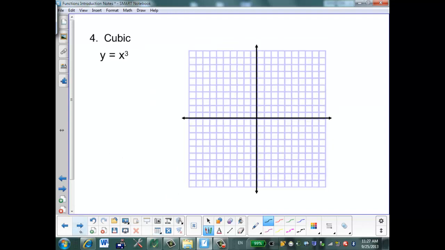The final type of function that we're going to look at is a cubic function. And like a quadratic, a cubic function has an exponent. In this case, it's a 3. So we would classify all cubic functions as third degree polynomials.